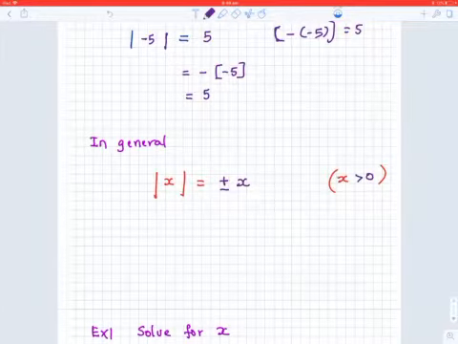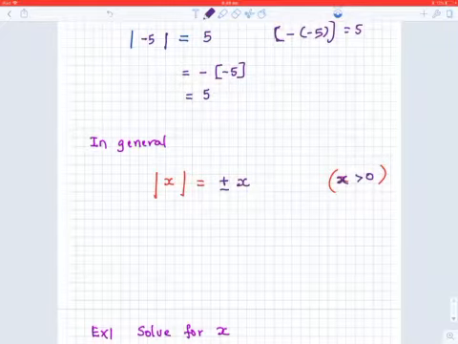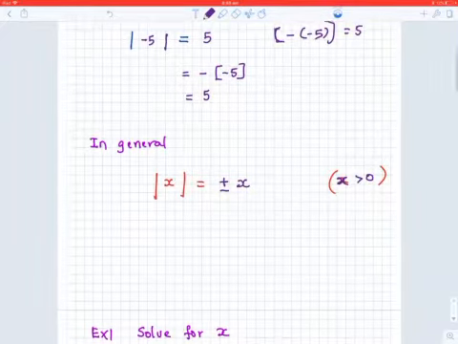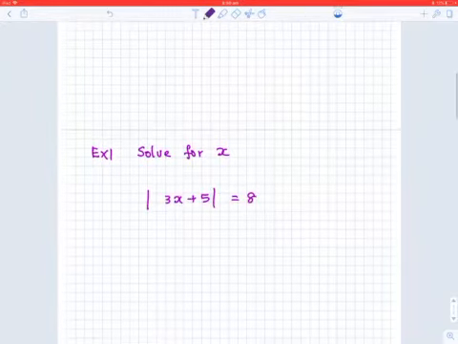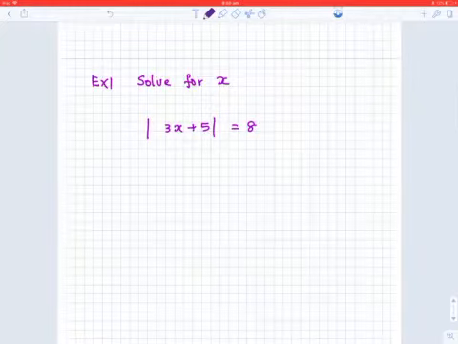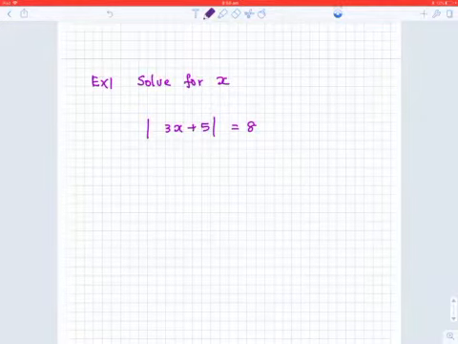So in general, we are going to write the absolute value of x is plus or minus x, but x has to be positive for that. This is the one we are going to use. Absolute value of x is plus or minus x. We are going to use this to do a question.